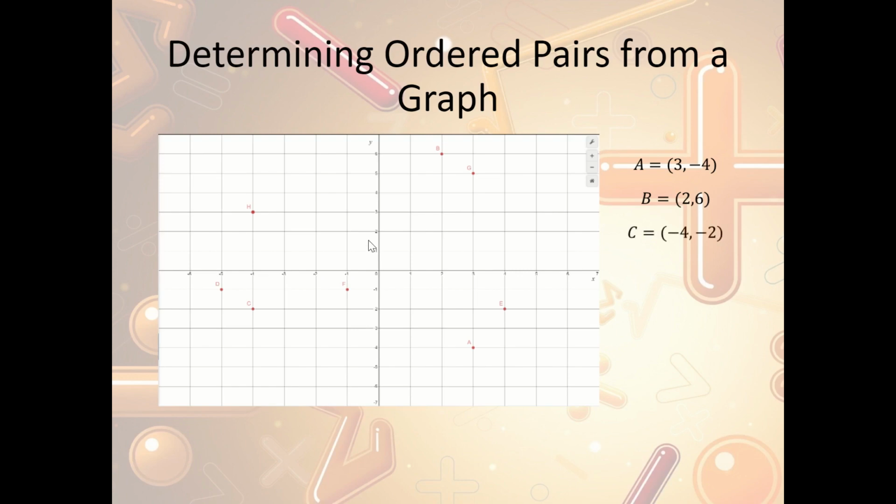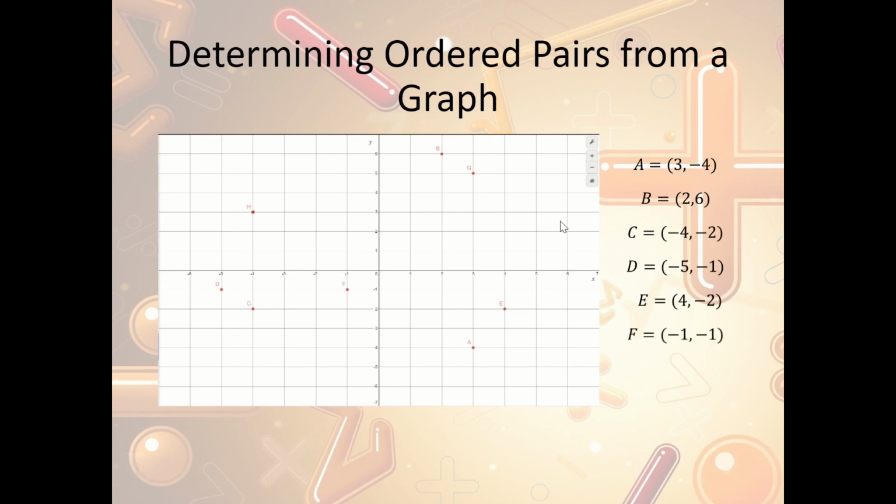Then I do D. D is right here. So that's -1, 2, 3, 4, 5. And -1. So -5, -1. Then E. E is here. So that's 1, 2, 3, 4. And then -1, 2. So it would be 4, -2. Then F is here. So that's -1 and -1.